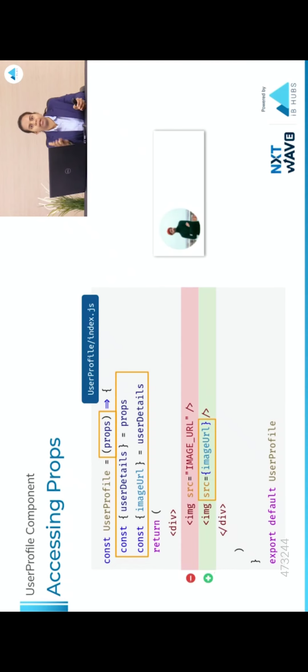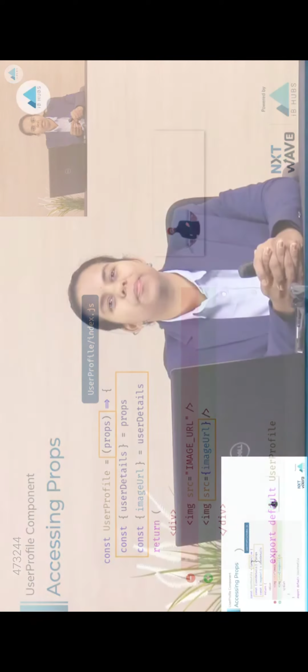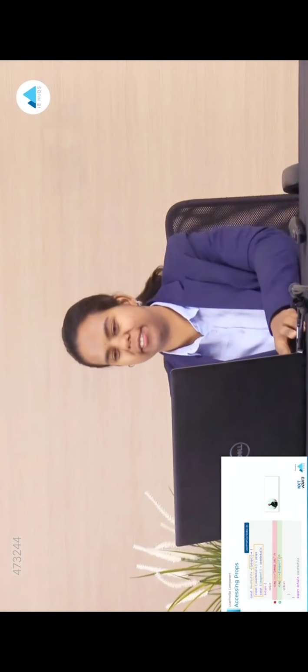Previously we have hard-coded a URL. Let's replace that with the image URL that we got from the props. There you can see, within the curly braces, we have mentioned the variable. Clear? Then you will get an output in this manner. Now let's try this out.